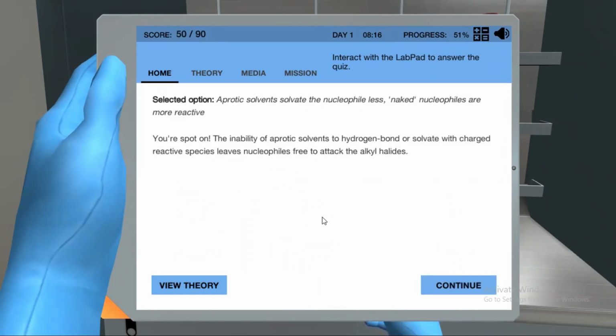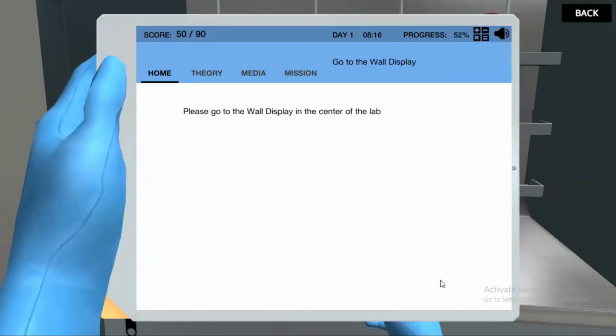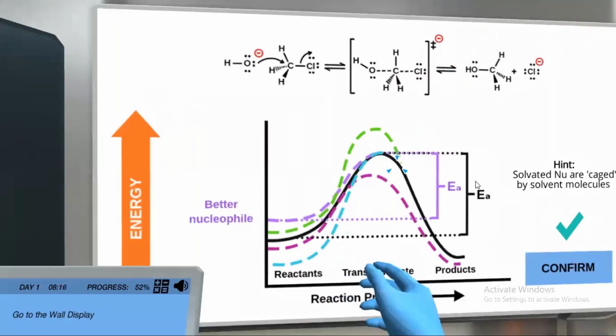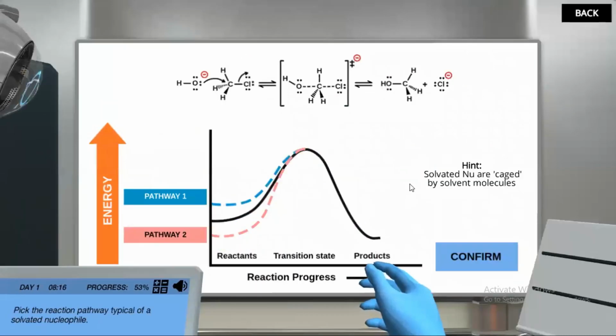You're spot on. The inability of aprotic solvents to hydrogen bond or solvate with charged reactive species leaves nucleophiles free to attack the alkyl halides. Go to the wall display. Pick the reaction pathway typical of a solvated nucleophile.